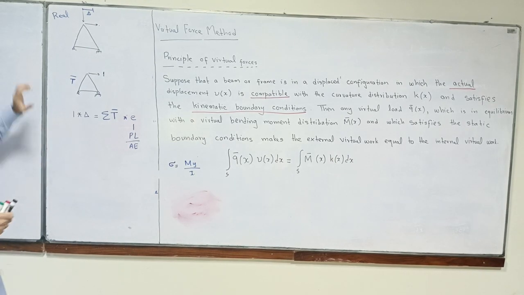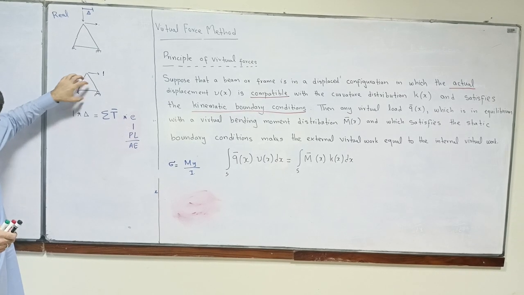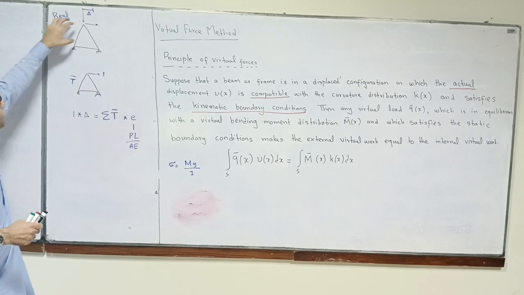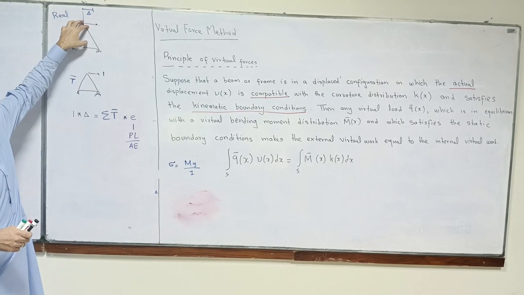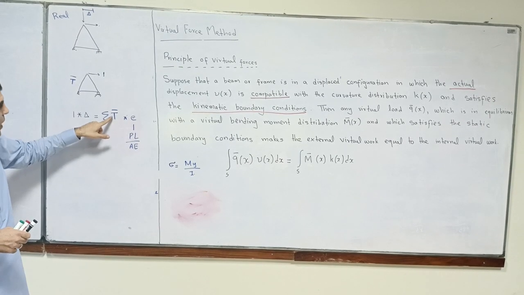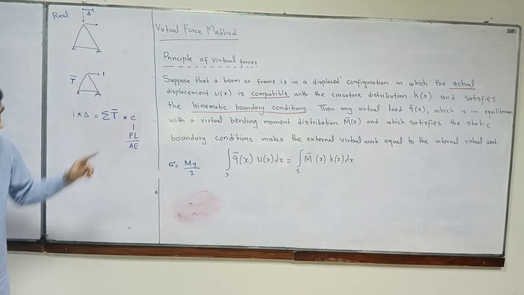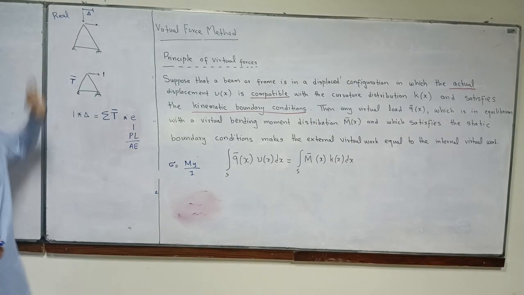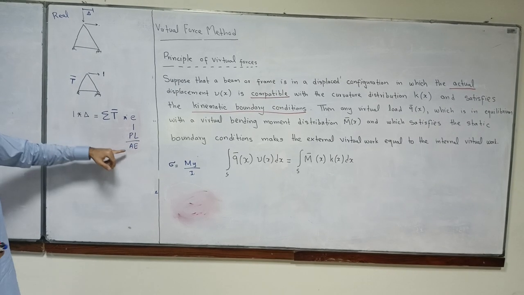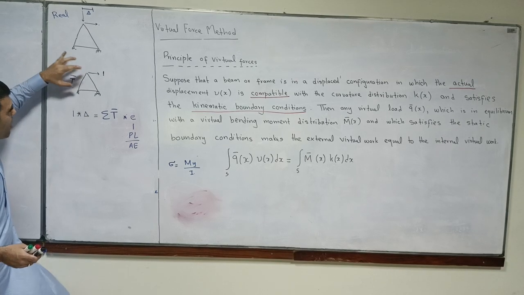Now what do we have to do? We have to first of all find out the internal forces. You have to analyze this truss, and you have to analyze this truss also. Once T bar and P are known, you should find out the lengths. AE might be given to you, and you multiply all of them.